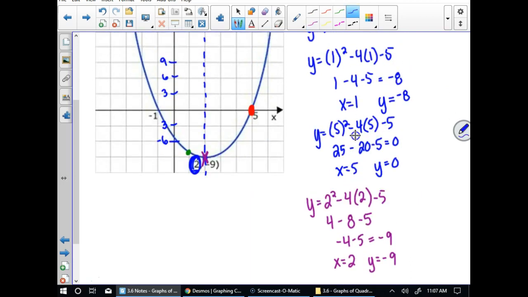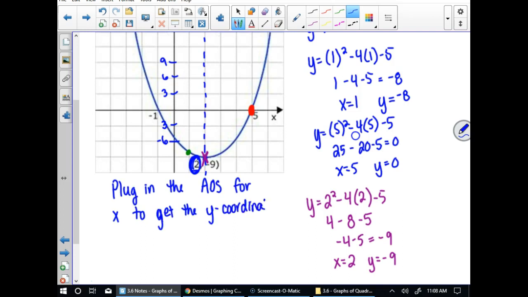So plug in the axis of symmetry for x to get the y-coordinate of the vertex.